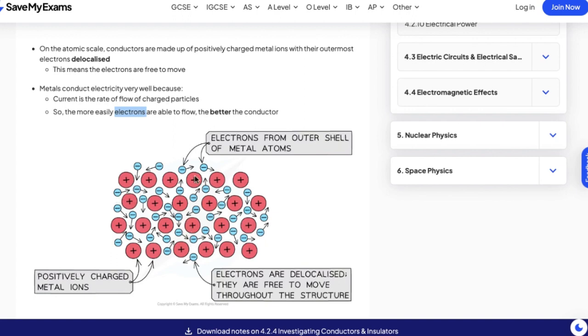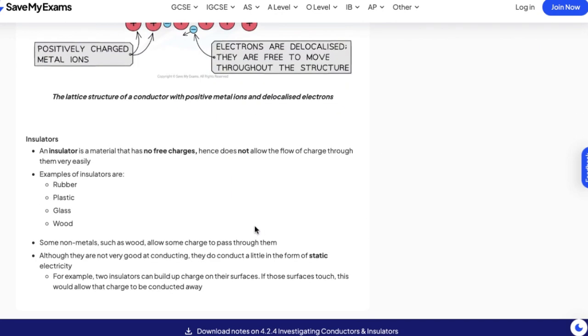They can slide past each other, and this is why a metal is able to conduct electricity or conduct heat, because apart from the charged ions, they have delocalized electrons that are free to move, slide past each other. Insulators, on the other hand, do not have these characteristics.